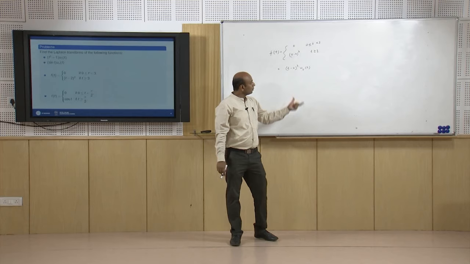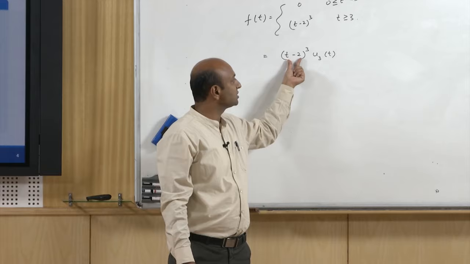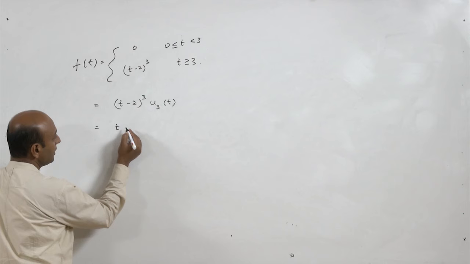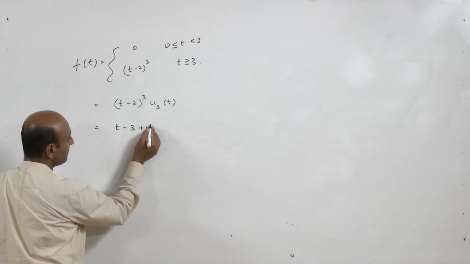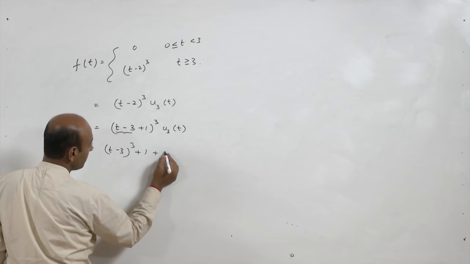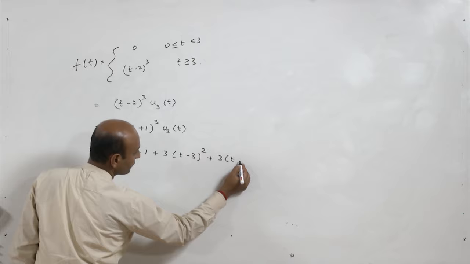Now to find the Laplace transform of this function, you have to express this f(t) in powers of t minus 3. So how can we express this function in powers of t minus 3? You can take it like this: (t minus 3 plus 1) whole cube. Now you can take t minus 3 as a and 1 as b, so a cube plus b cube plus 3a square b plus 3ab square, into u_3(t).